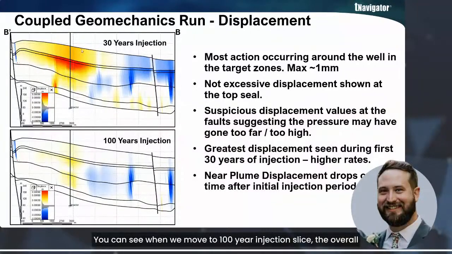You can see when we move to the 100-year slice, the overall displacement is much lower, so it's dropping down over time. We do see some negative displacement around these normal faults, which could be a flag that maybe we've gone over our desired injection pressure. We did pressure this up pretty high just for the purposes of this test here. And you can see even after the injection period is over, and we're just looking at migration, a lot of this negative displacement hangs around. So it could be an issue for fault reactivation.